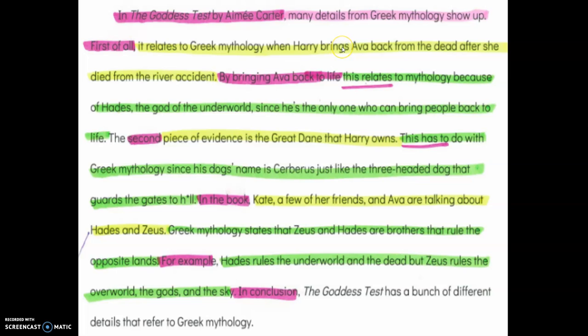So if yellow came from the book, the green should explain, well, how does that detail, that character, that event connect to Greek mythology? "This relates to mythology because of Hades, the god of the underworld." So here's the fact from Greek mythology that connects to the character. Now, this probably could have been a little bit more descriptive by explaining that the Harry in the book is considered to be the same character as Hades, or is the reference to Hades. But a good job of making sure that there's a connection, something from Greek mythology that we learned about that connects back to the character or the event in the book.